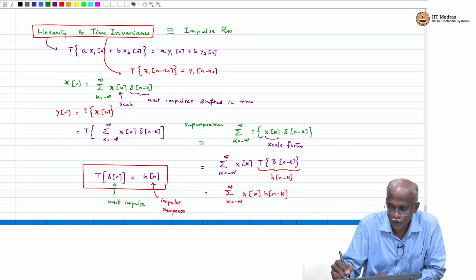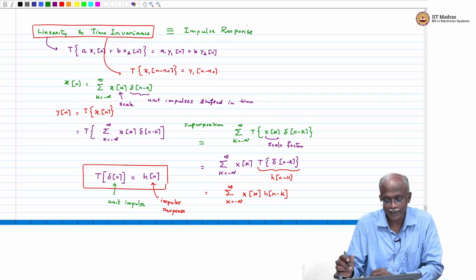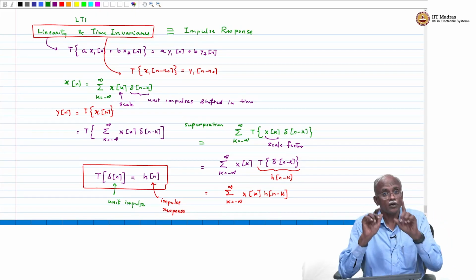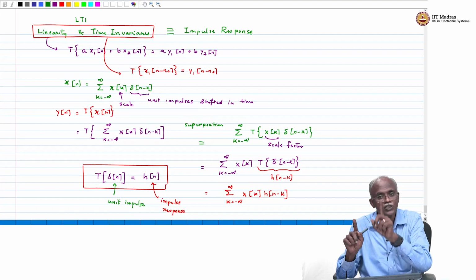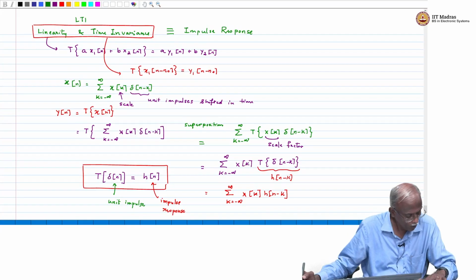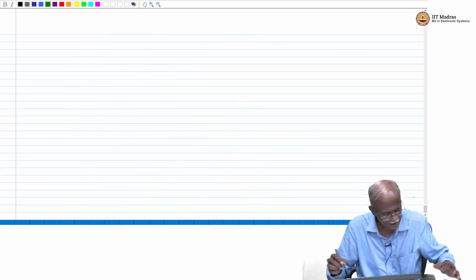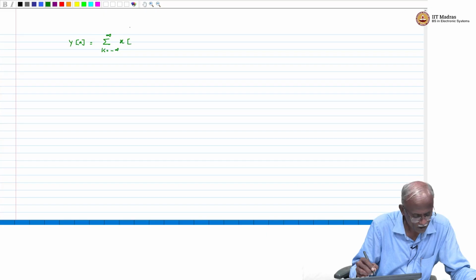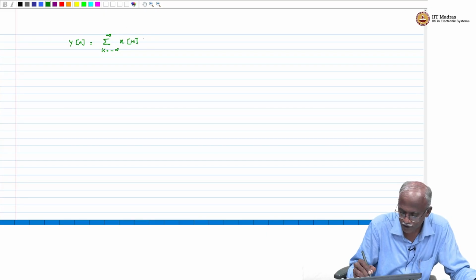So, what you need to do to study LTI systems, these are called LTI, linear and time invariant systems, is to know what their impulse response is, because once you know what the impulse response is, then you get this expression. Now, what we can do is take a closer look at this expression. y of n, the output of an LTI system, is given as summation k equal to minus infinity to infinity x of k, the input, times h of n minus k.